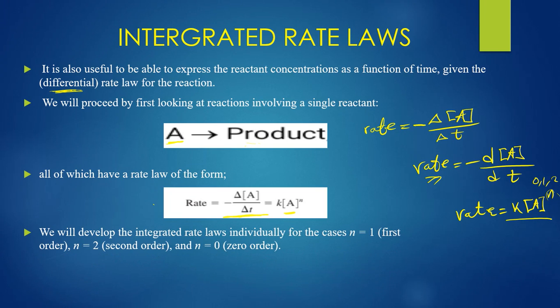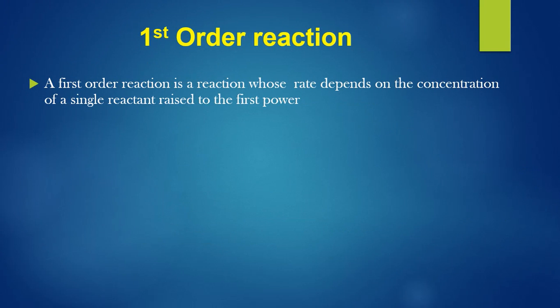We will develop the integrated rate laws individually for the cases n equals 1, 2, and 0. When you say n is equal to 1, that's first order. If n is equal to 2, that's second order. And if n is equal to 0, that's zero order. So let's start with the first order. What do you understand by the first order?